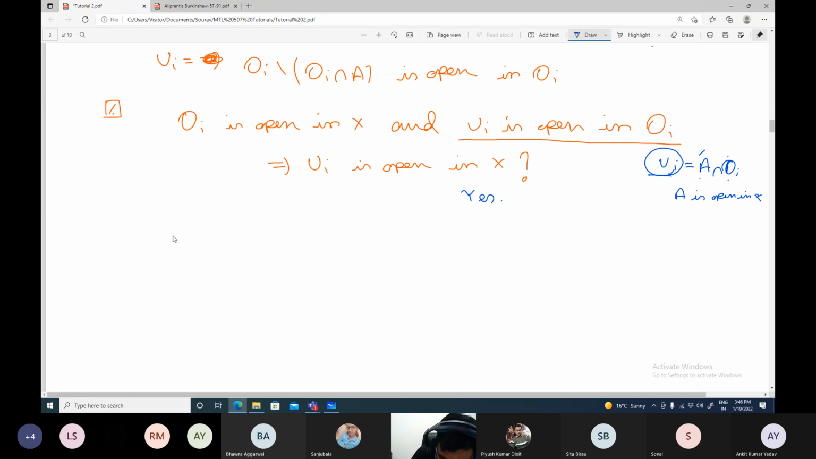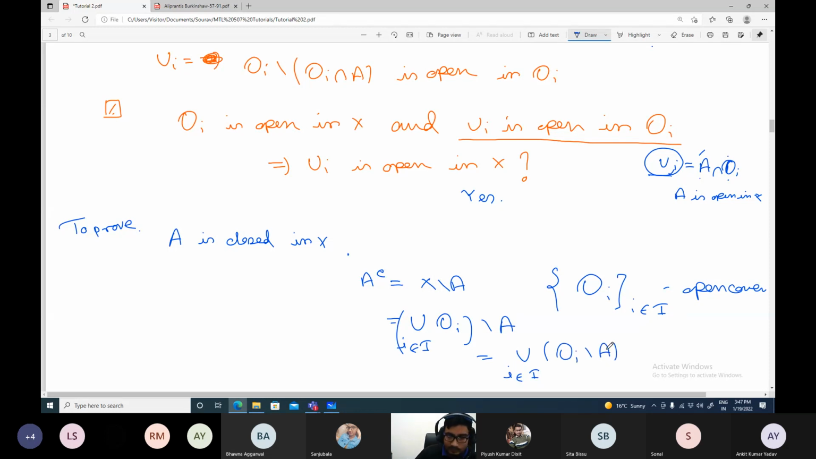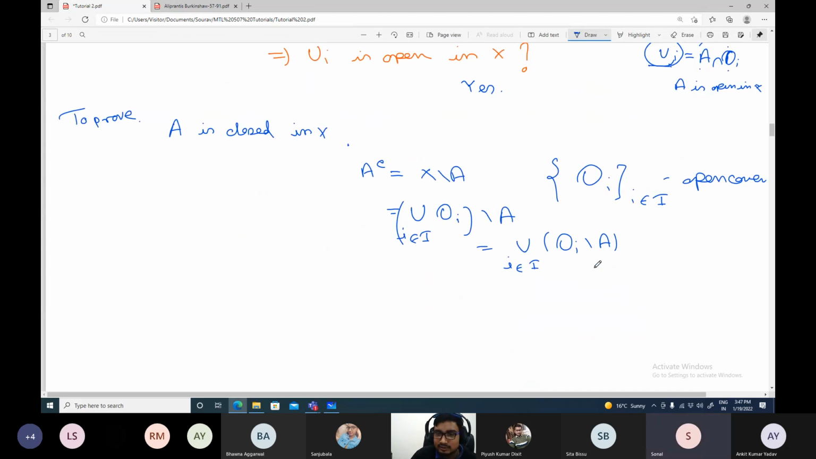Now what we have to prove is that A is closed in X. That is to prove that A complement is open. Now what is A complement? A complement is equal to X minus A. So what is your X again? Because O_i is an open cover, X is the union of O_i, and this minus A. So can we say that this one is the union over i belonging to I of O_i minus A? Yes, sir.